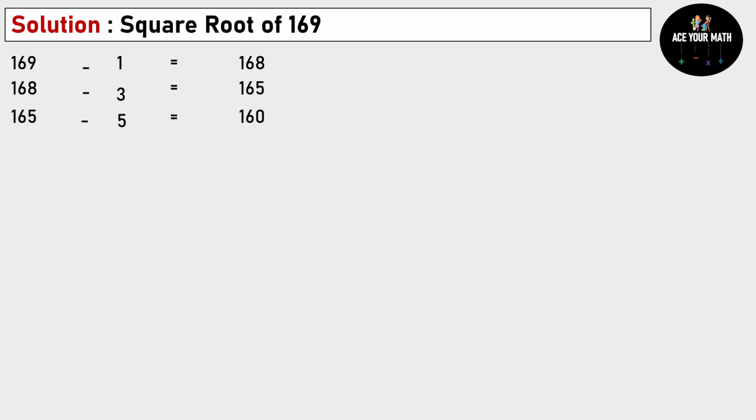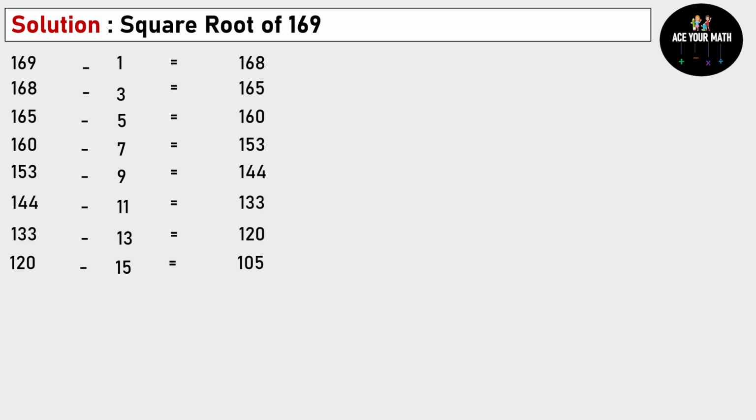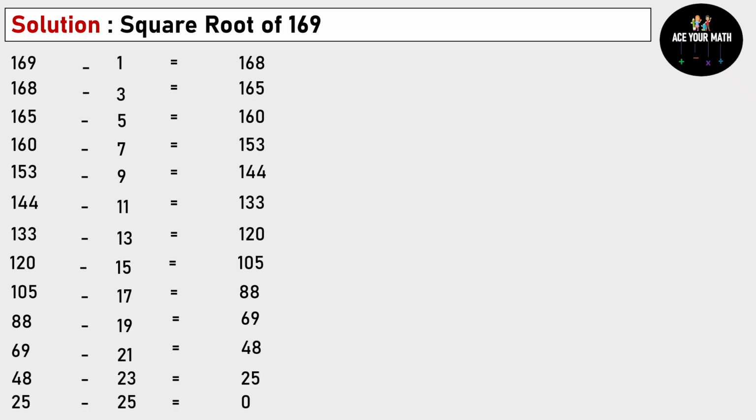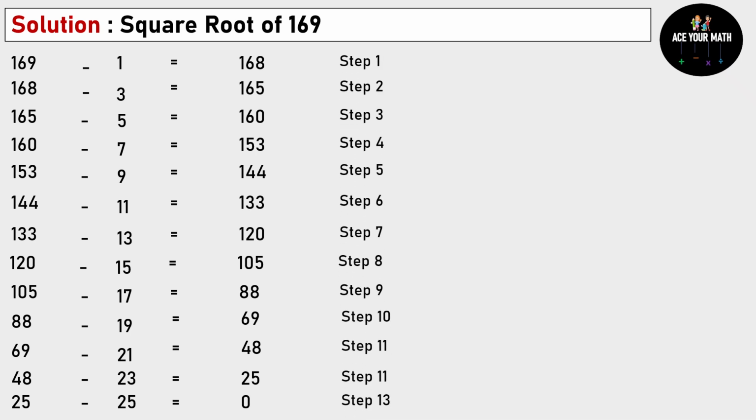Now in the same way we are going to find the square root of 169. You will subtract 1 from 169. Now subtract 3, 5, 7, 9, 11. Next 13. Now you subtract 15, 17, 19, 21, 23, 25. And when you subtract 25 from 25, you get 0, right? So now you will stop your subtraction here. In how many steps did you achieve 0? In total 13 steps, you got 0 at the end. So that is why the square root of 169 is 13.